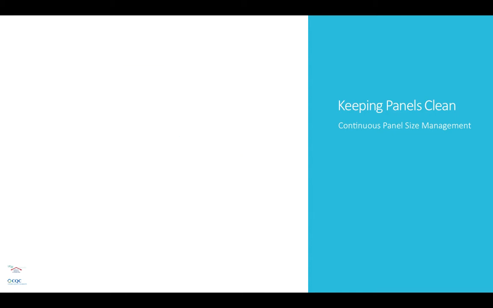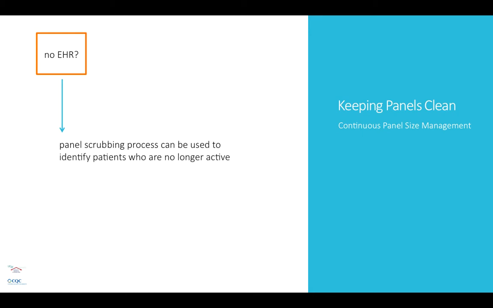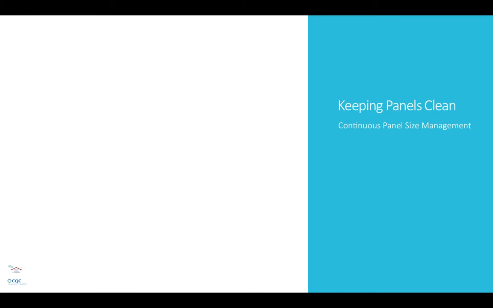If the practice does not have an electronic health record that classifies people as active based on the date of their last visit, the panel scrubbing process is also a moment to identify people who are no longer active. When determining who their active patients are, most practices choose a time frame ranging from 18 to 36 months and focus their outreach efforts and define their quality metrics based on specific considerations within this time frame.